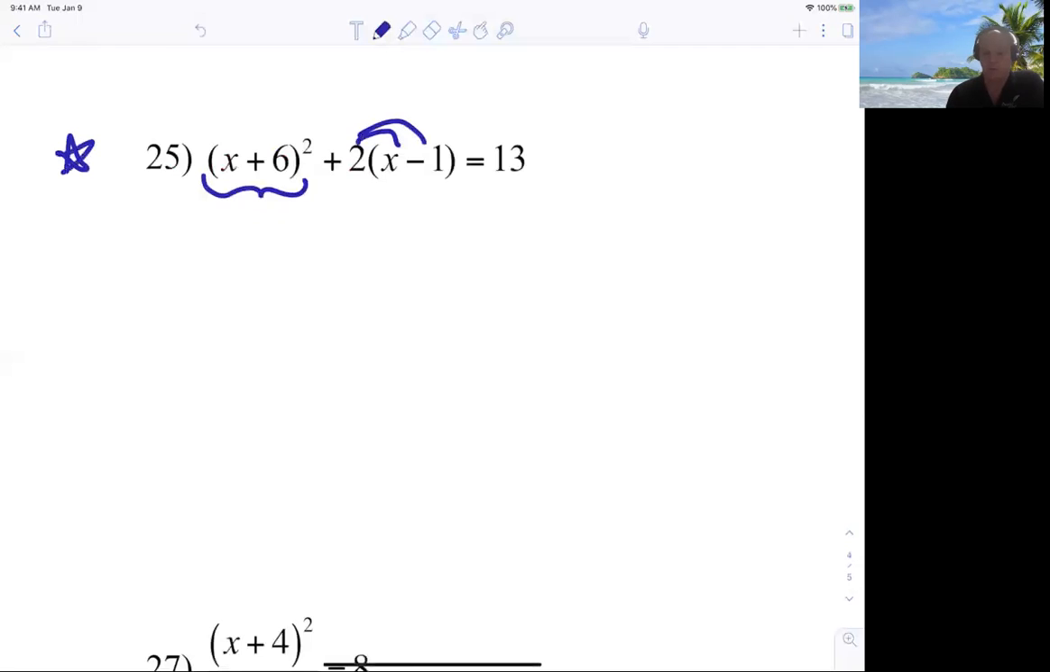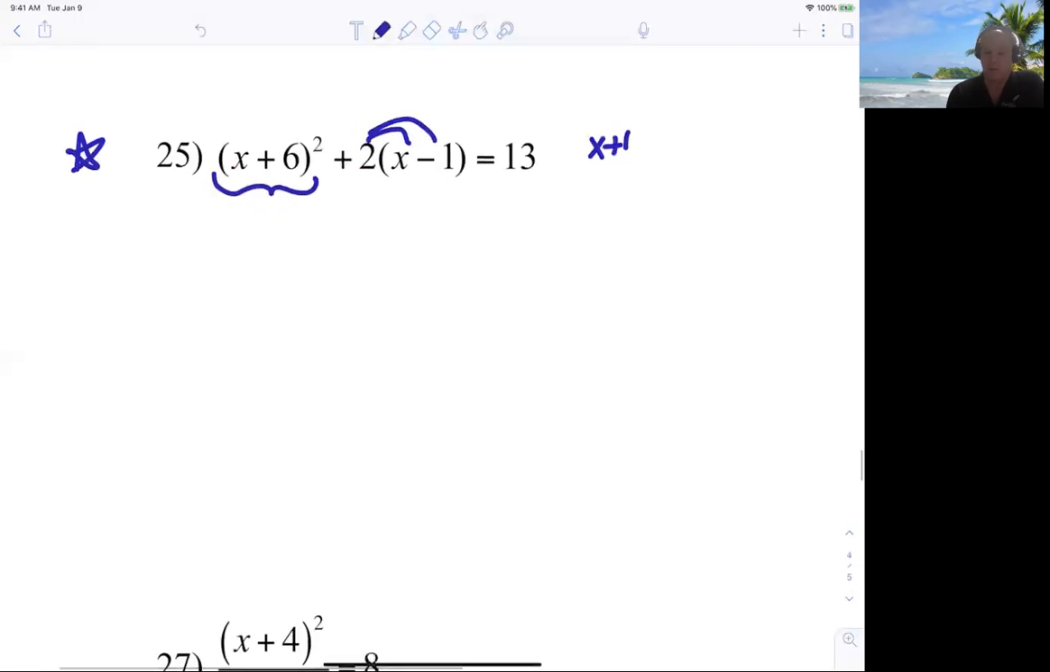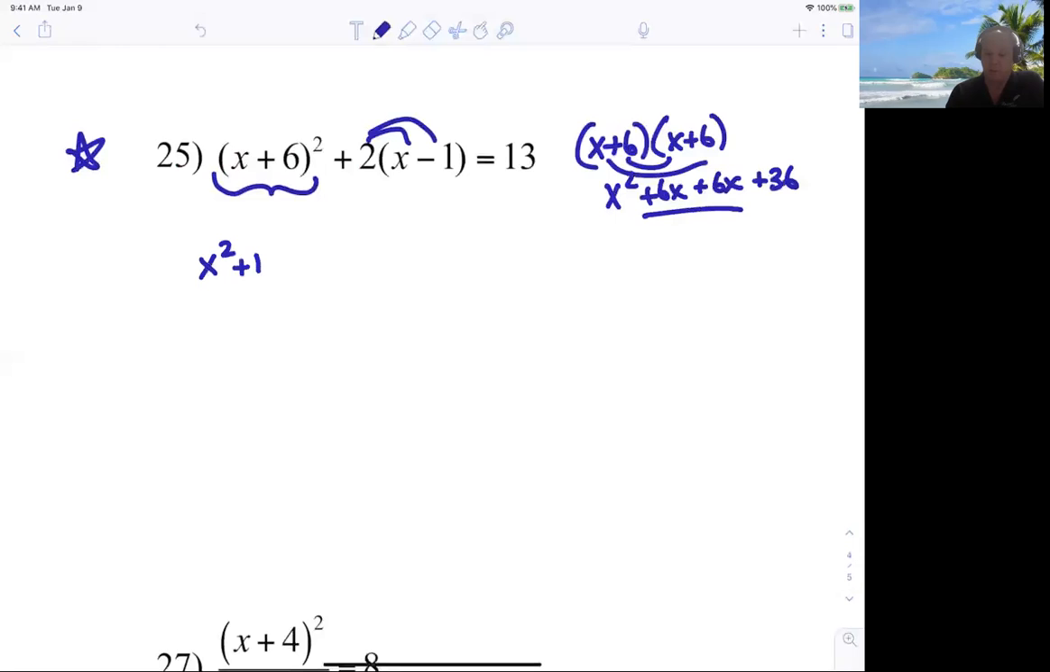Very important. Okay, so now we're going to multiply x plus 6 squared. Remember, x plus 6 squared: x squared, positive 6x, positive 6x, and a positive 36. Combine terms, so it becomes x squared plus 12x plus 36 plus 2x minus 2 equals 13.